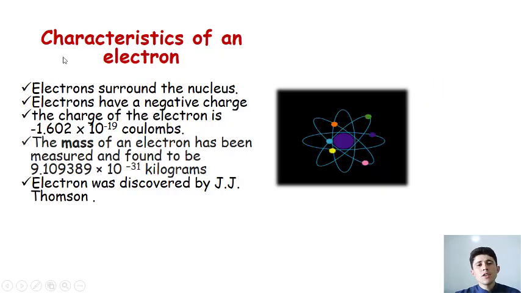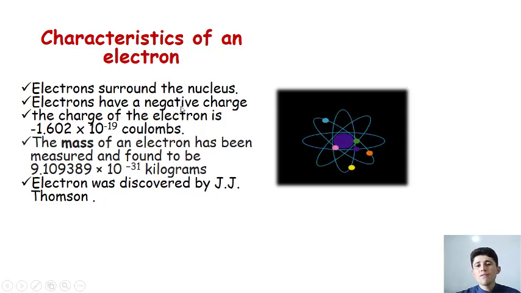Okay, my dear students, here are some characteristics of an electron. The first characteristic is electrons surround the nucleus. What does it mean, my dear students? As you can see in this picture, there is one nucleus and there are some shells of electrons. As you can see, these particles which are moving around the nucleus of the atom are electrons. That's why we can say electrons surround the nucleus.